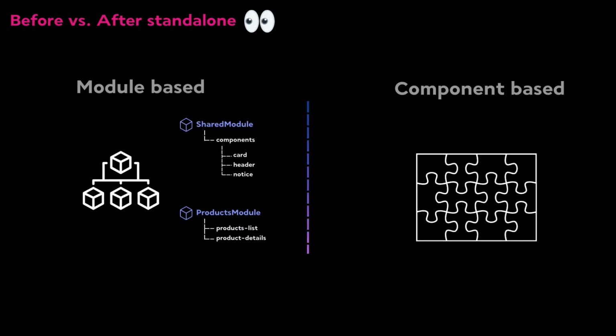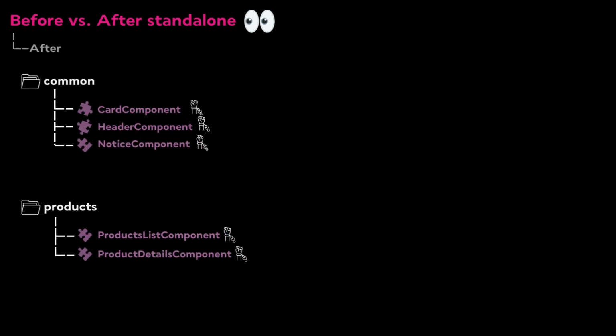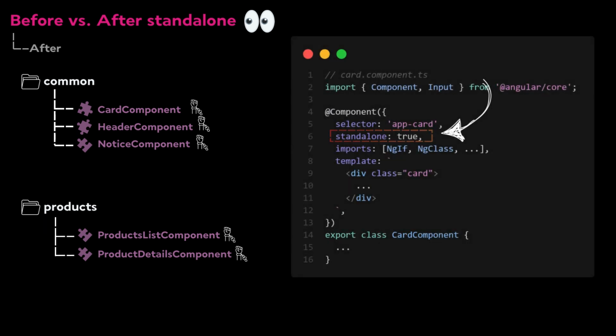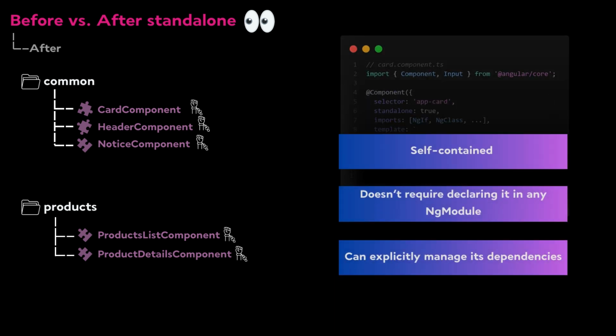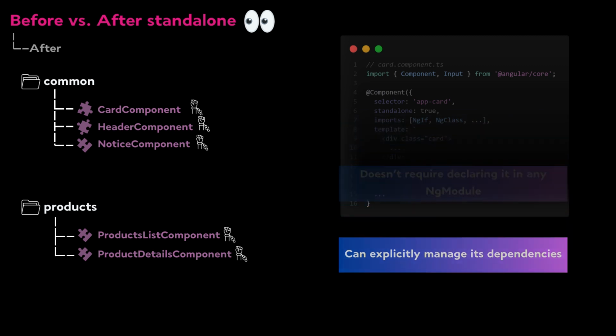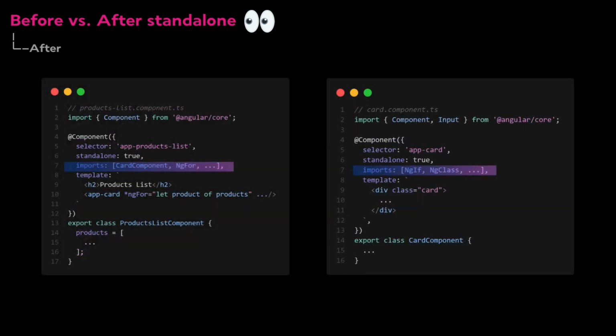Now let's move to life after the standalone feature. I can make this component standalone by adding the standalone property set to true and import what it needs to work properly in its imports property, meaning that it's self-contained, doesn't require declaration in any ng module, and can explicitly manage its dependencies. We can import them directly into a module or in a standalone component. You import only what you need, hence you build your app in a tree-shakeable way.